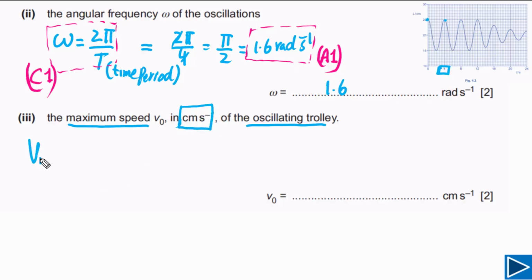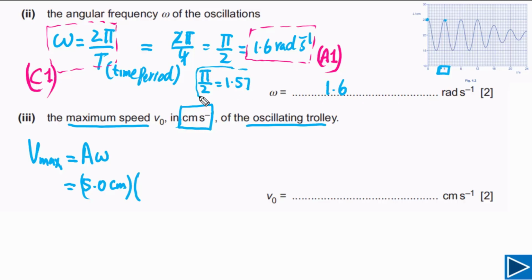Maximum speed, first of all, let me explain to you how you can calculate. Vmax is simply equal to A times omega. A is the amplitude. If you multiply this one with angular frequency, we can find Vmax. A we have already calculated in part A1, that was equal to 5.0 centimeters. And the value of omega we have calculated here, but this value is up to 2SF. This is not the exact value of pi by 2.